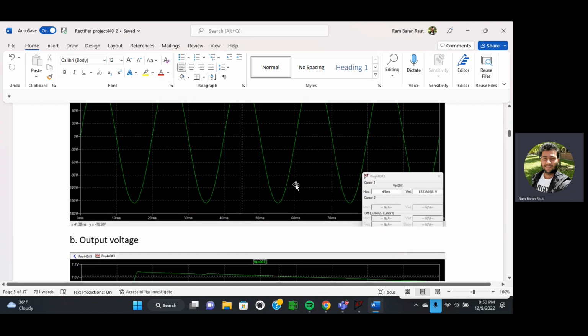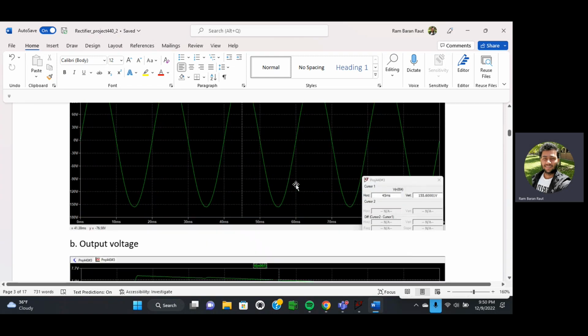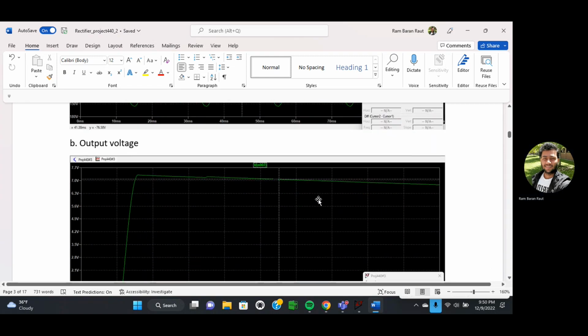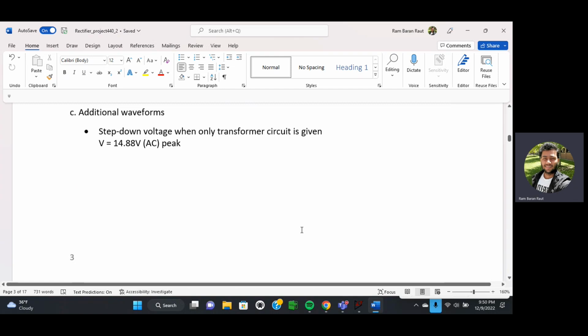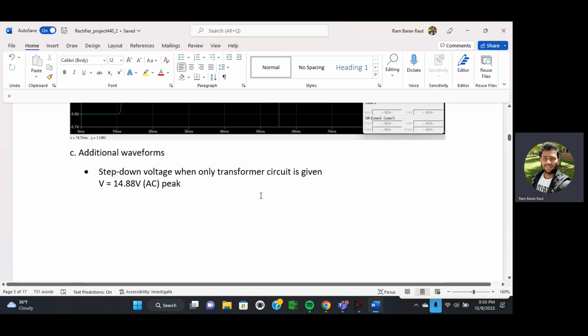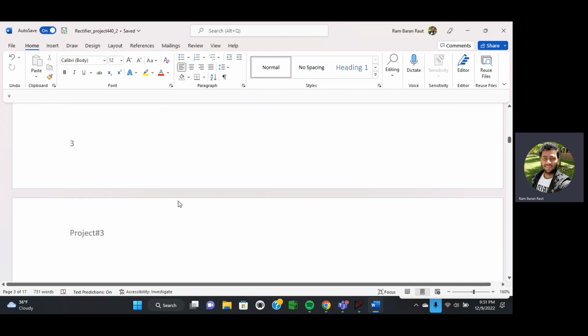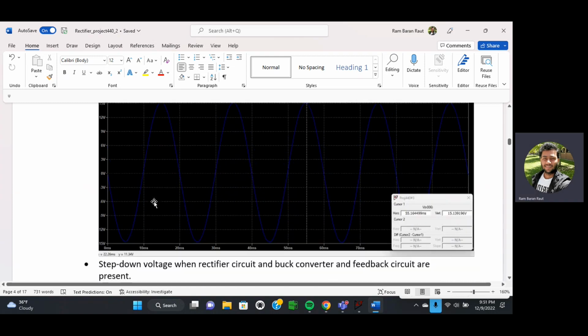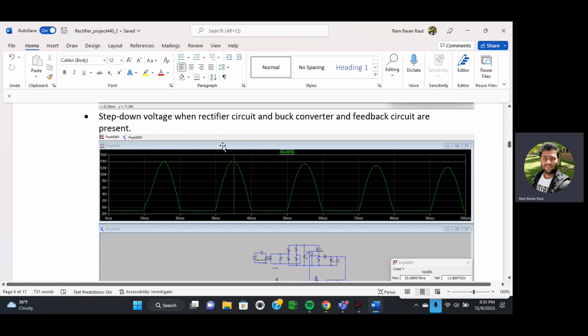So for this project, this is the input voltage, 155.6. The output voltage is 7 volts. And for additional waveforms, the step down voltage when only the transformer circuit is given has a value like 15.13. The step down voltage when the rectifier circuit, buck converter and feedback circuit are present in the whole circuit is like 13.869.